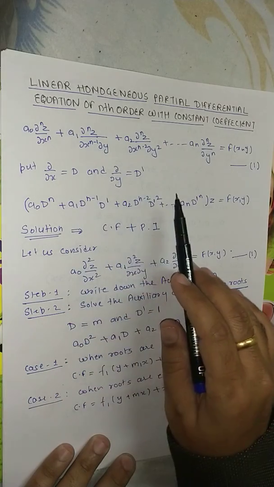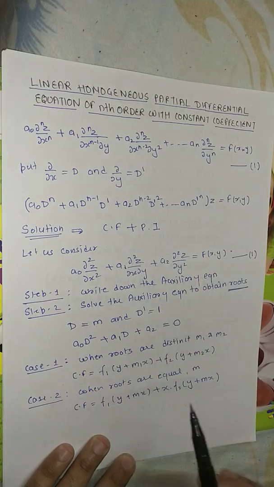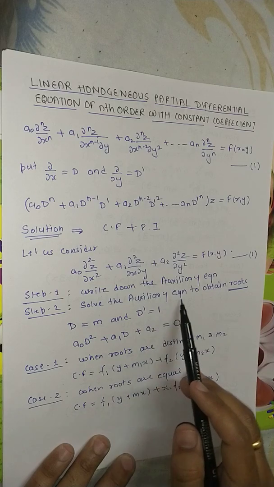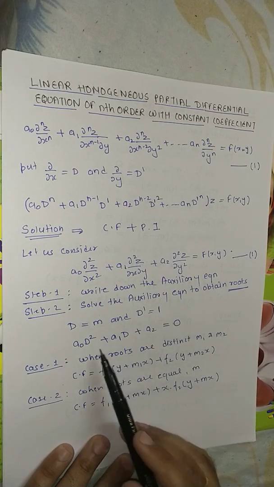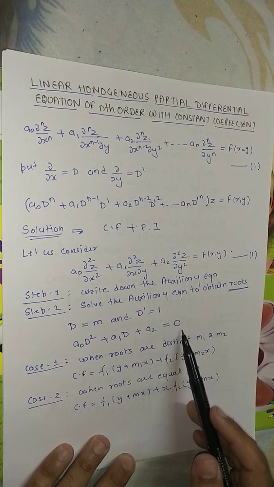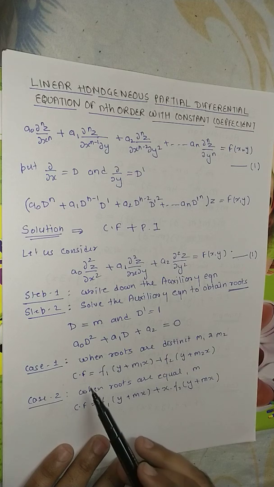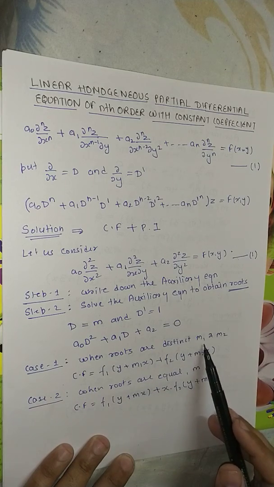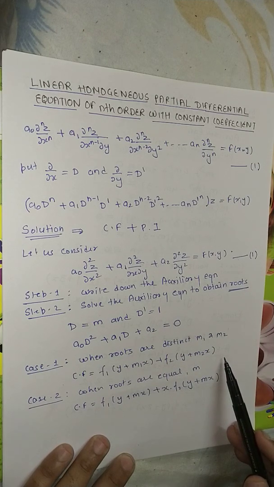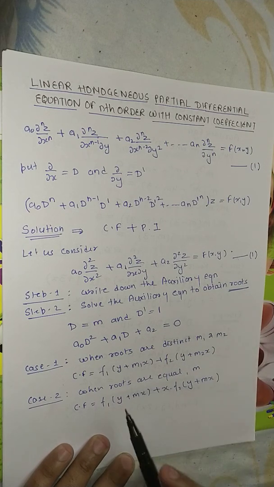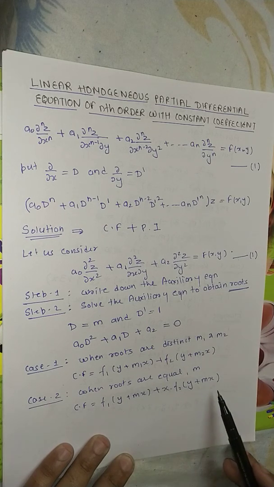just by writing the auxiliary equation of the given partial differential equation. To write the auxiliary equation, we replace D by m and D dash by 1 and find the solution. Depending upon the types of roots, there are two cases. One, when the roots are distinct, m1 and m2, the complementary function is given by this. You can refer to the previous video. And if the roots are equal, then the complementary function is given by this function.